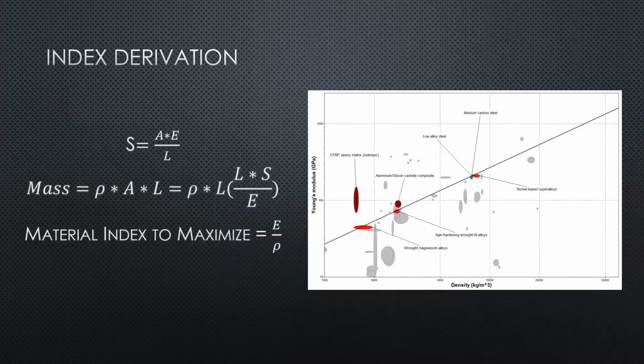Going through the material index derivation for the compressive loading, we first use the stiffness equation, plug it into the mass, and find the material index to be the Young's modulus over the density. Plotting a line of this material index on an Ashby diagram, we can see that we've eliminated many materials, with our remaining materials being carbon steels, alloy steels, nickel-based superalloys, aluminum alloys, magnesium alloys, and our two composites, aluminum silicon carbide composites and CFRP.